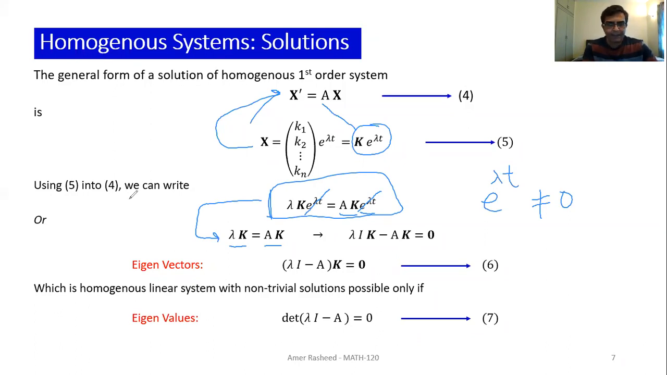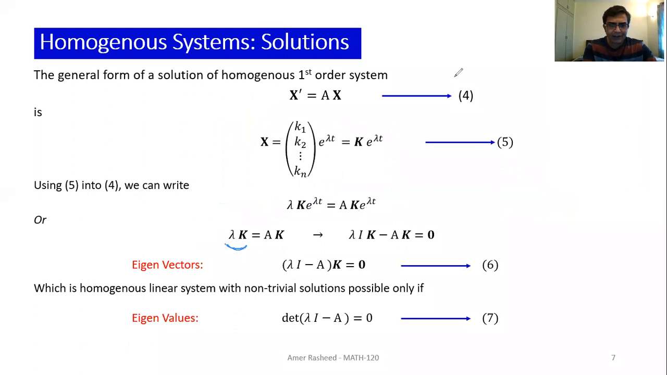Just 1 minute. So in this equation, here we have lambda times a vector, and here we have a matrix times a vector. A matrix times a vector is a vector, so a vector can be equated to a vector. But if we want to take k common in these two expressions, we take this thing on the other side, and we get lambda I k minus A k is equal to 0.